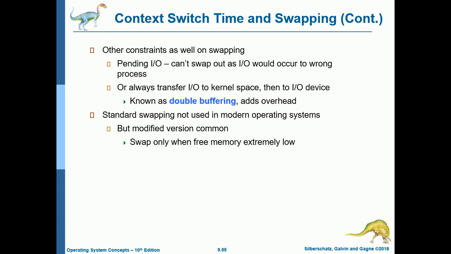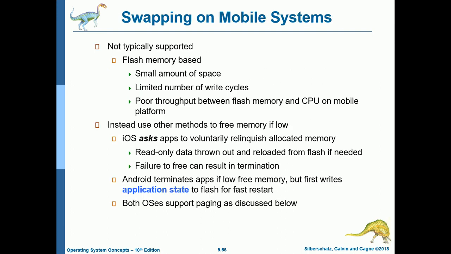So standard swapping is not used in modern operating systems but a modified version is common. As it is said, swap only when free memory is extremely low. And then, is there swapping on mobile systems, in our smartphones or cell phones? Swapping is typically not supported, because it is flash memory based with only a small amount of space, a limited number of write cycles, and poor throughput between flash memory and CPU on mobile platforms.